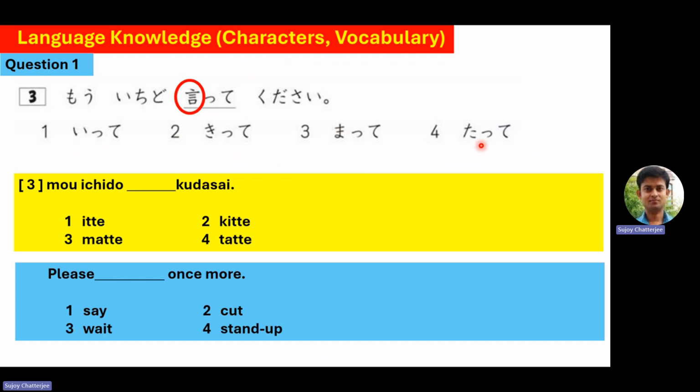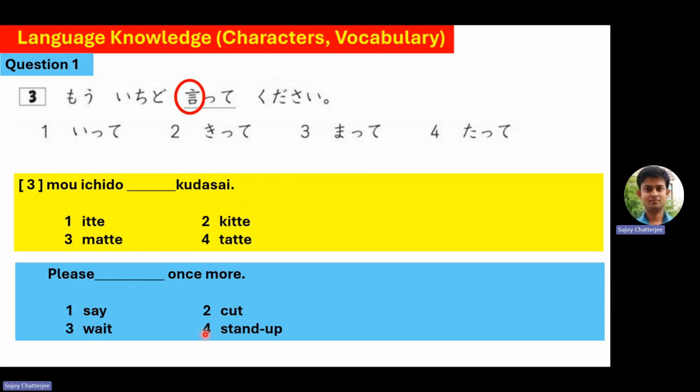So the translation of this mo ichido means once more. You already know mo ichido onegai shimasu means please say one more time. So mo ichido dash kudasai, which means please dash once more. And the options they have given are: itte means say, kitte means cut, matte means wait, and tatte means stand up.